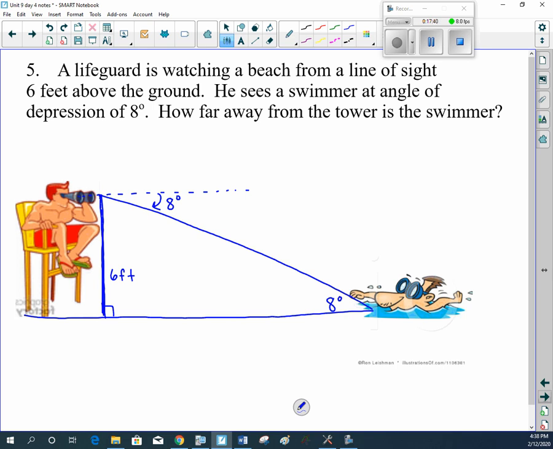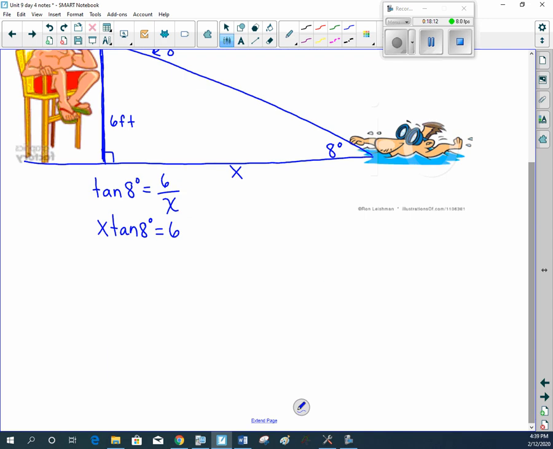Okay, and it says how far away from the tower is the swimmer? So we're going to look for this ground distance right here. So if you were standing at 8 degrees, you would use opposite side over adjacent side. So the tangent of 8 degrees equals opposite over adjacent. To do the algebra on this, I'd multiply both sides by x, and then I would divide by the tangent of 8 degrees. So I would say x equals 6 divided by the tangent of 8 degrees.